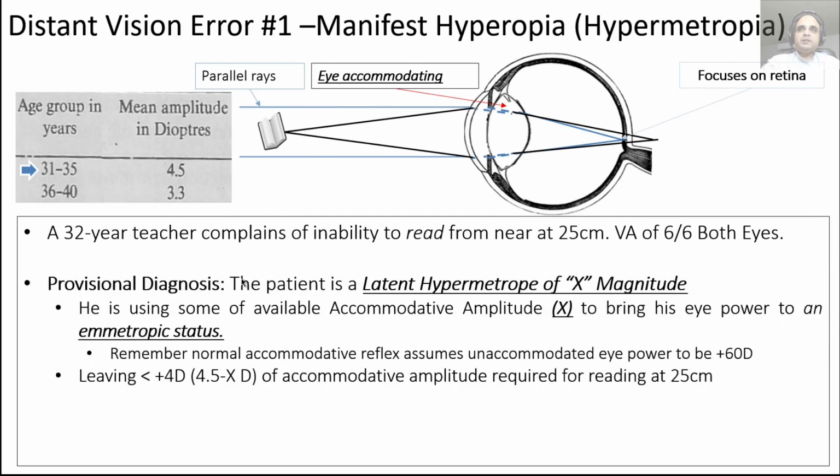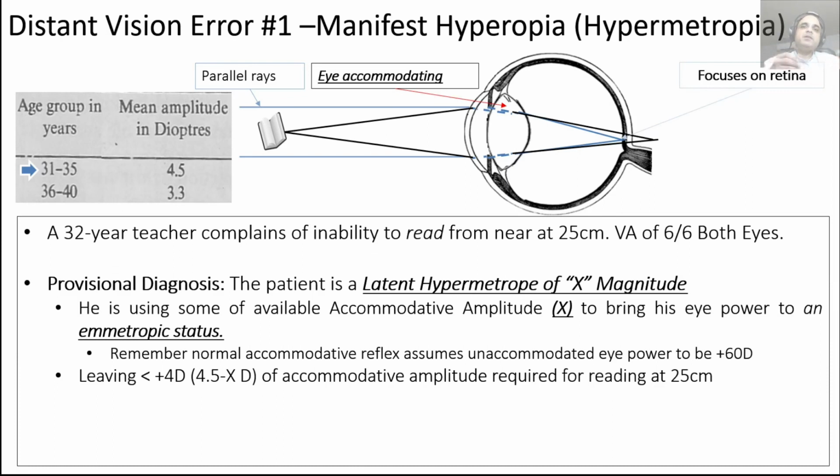So the provisional diagnosis is that this patient right now is a latent hypermetrope of an X magnitude. We don't know the magnitude yet. We would need to use certain devices or instruments to figure out the magnitude of the refractive error. But right now, our hypothesis is that he is using some of his available accommodative amplitude of X to bring his or her eye to an emmetropic level.